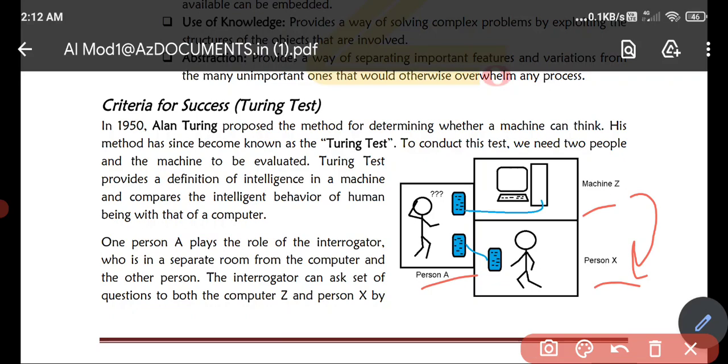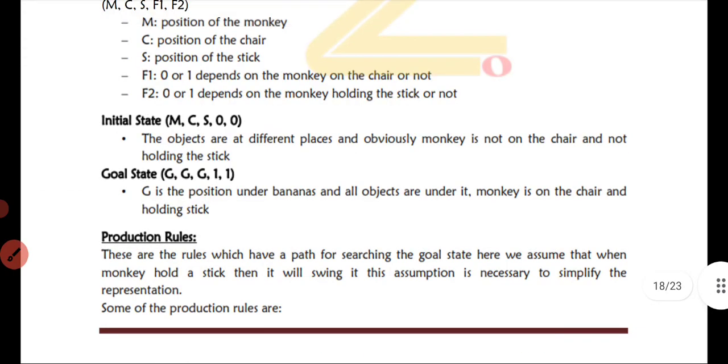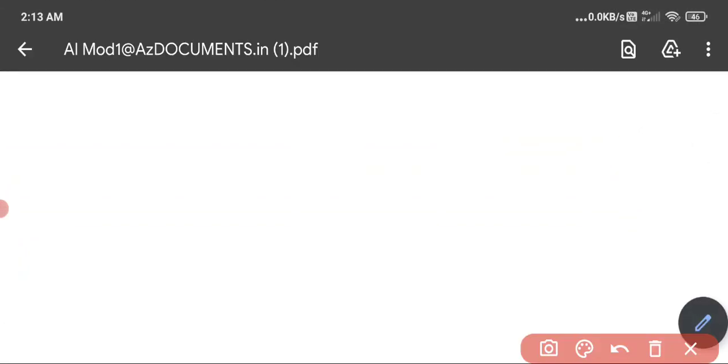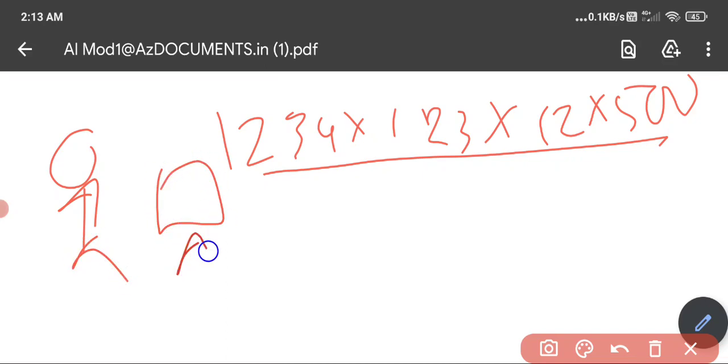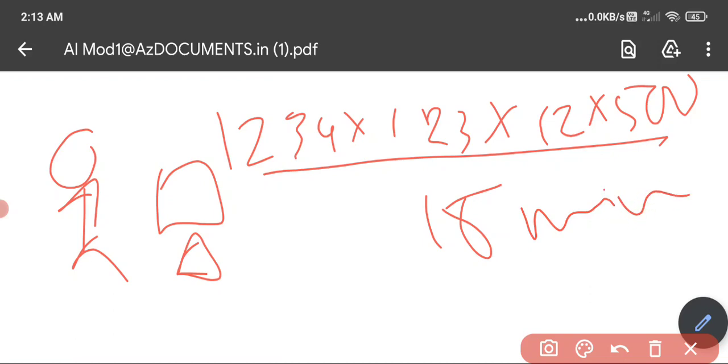So first, let's take an example. What are the characteristics of a human? I have given a math problem, for example 1 2 3 4 into 1 2 3 into 1 2 into 500. I have given this to a human being and a computer. How much time would a normal human being take to solve this problem? He may take 15 minutes maximum if he is average at mathematics. If I give this to the computer, it will give the answer in 0.5 seconds. True or not?